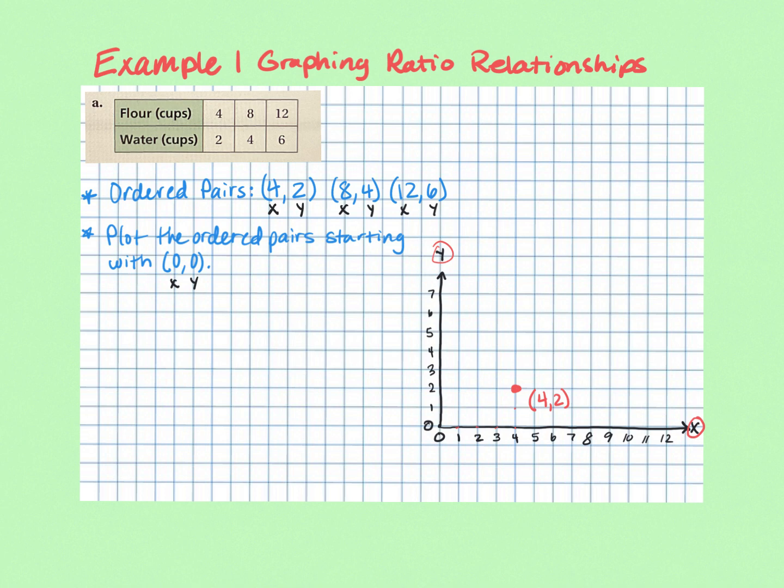Now my second one is 8, 4, right here. So I'm going to go over to my 8, okay? And then I'm going to go up 1, 2, 3, 4, right here. And I've got 8, 4. My next one is 12, and then I go up 6, and you just make sure you're right where you need to be. 12, 6. And the last thing you would do is you would take a ruler and draw this line in. It's going to look like this.